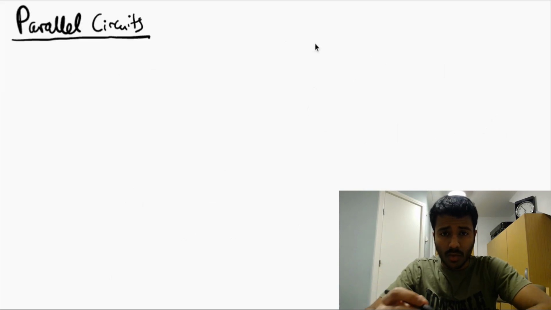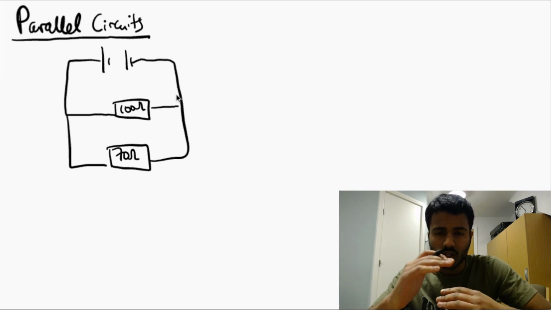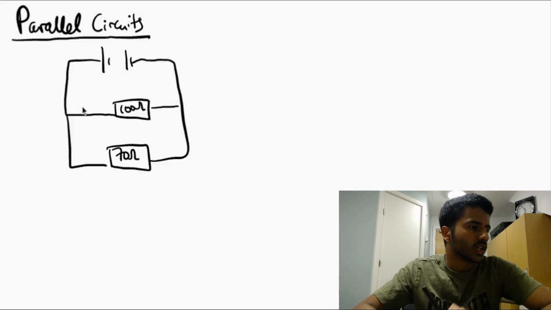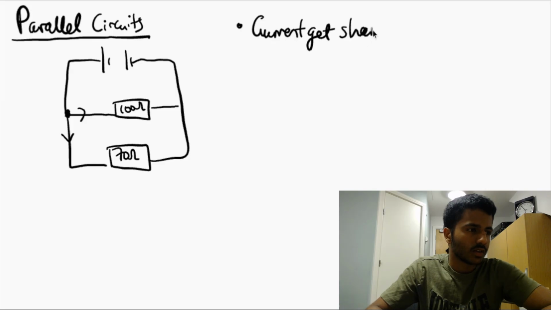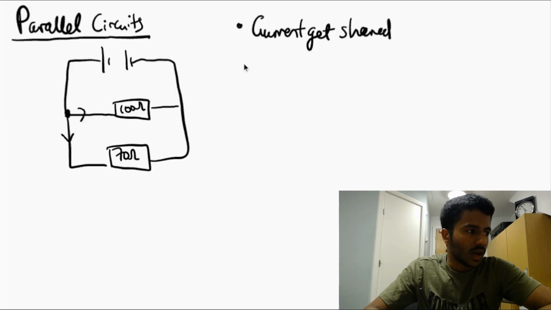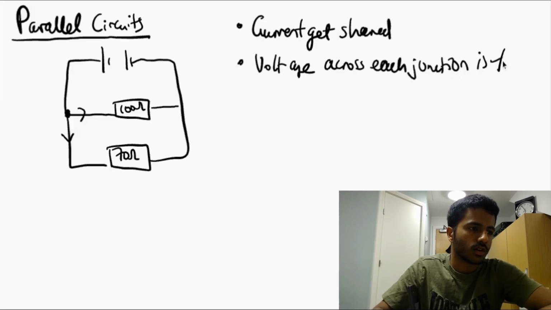Now let's look at parallel circuits. This is a parallel circuit. You can see that there are two branches separate from each other, but both connect to the same ends of the terminal. So you can see as the current gets to this point, it splits. So in this case, you now see that the current gets shared in the parallel circuit, and the voltage across each junction is the same.